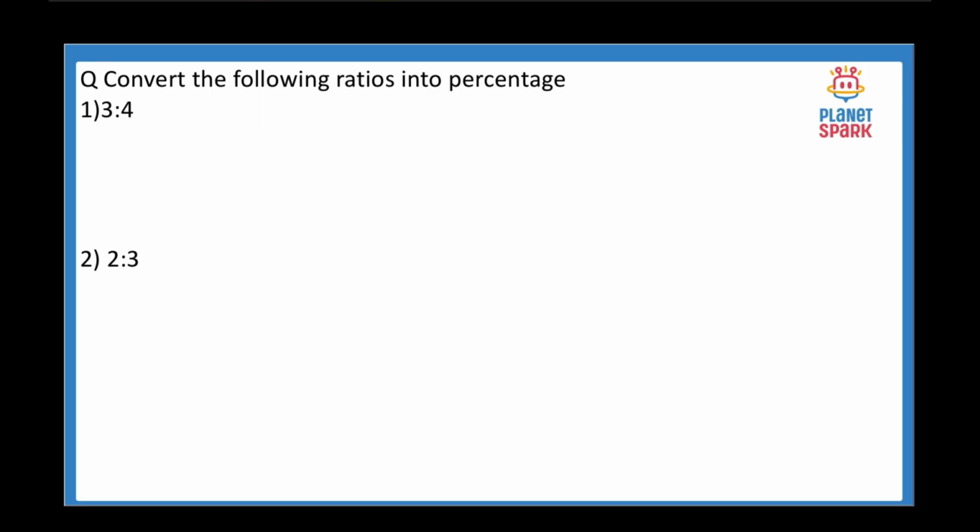Coming to the next question, we have to convert the ratio into percentage. To convert ratio into percentage, first convert ratio into fraction, and then to convert fraction to percentage, multiply by 100. So 3:4 is 3/4 into 100. 4 and 100 will divide. I'll get 3 into 25, 75%.